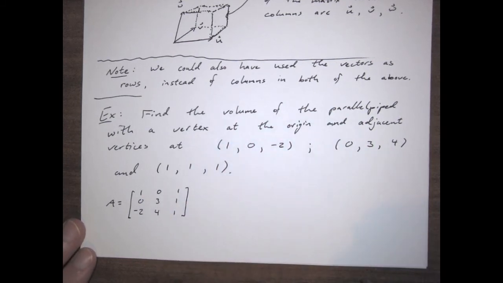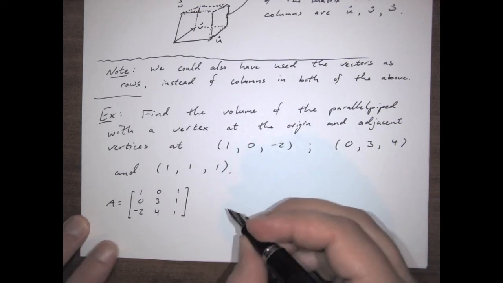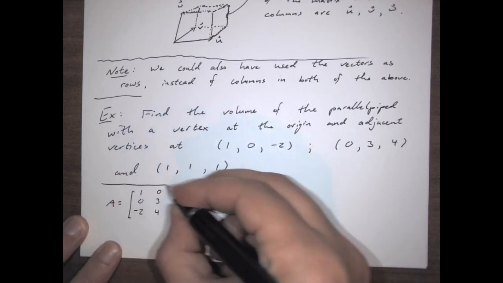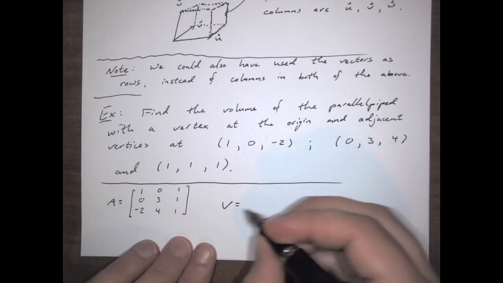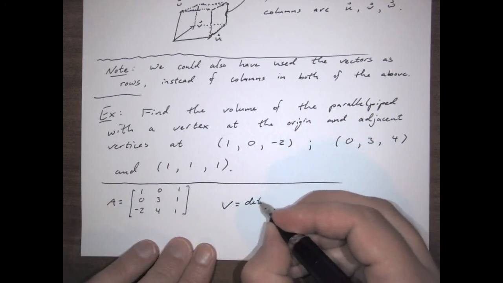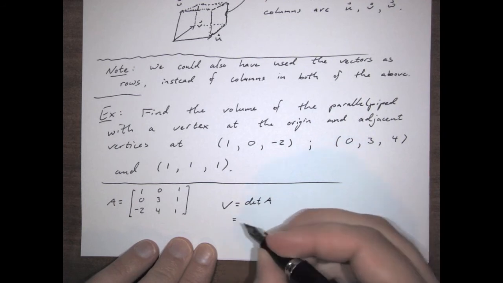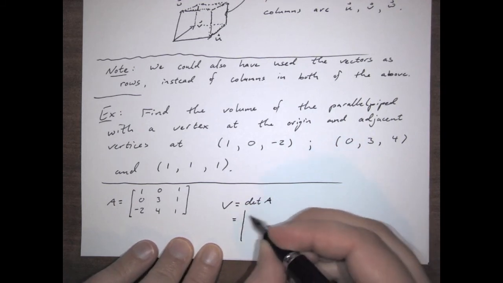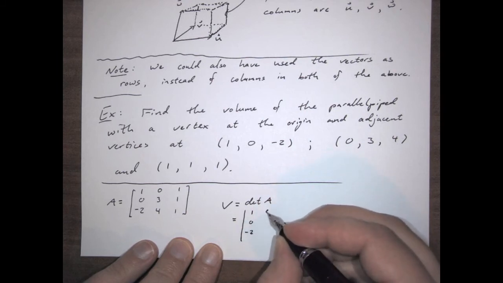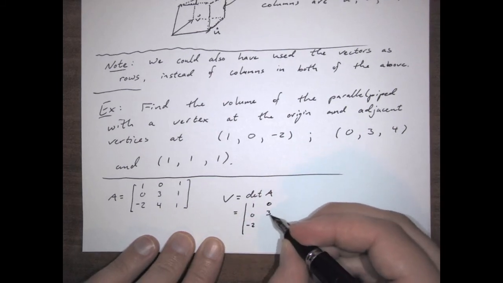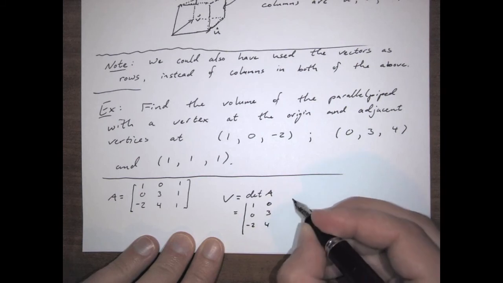All right, so then the volume is equal to the determinant of A, which is equal to the determinant of the matrix with rows 1, 0, -2, 0, 3, 4, 1, 1, 1.